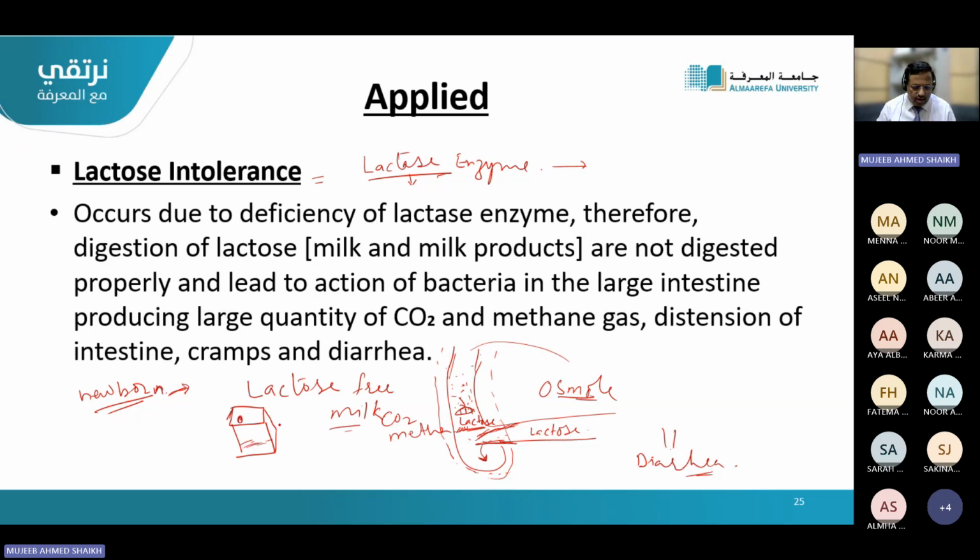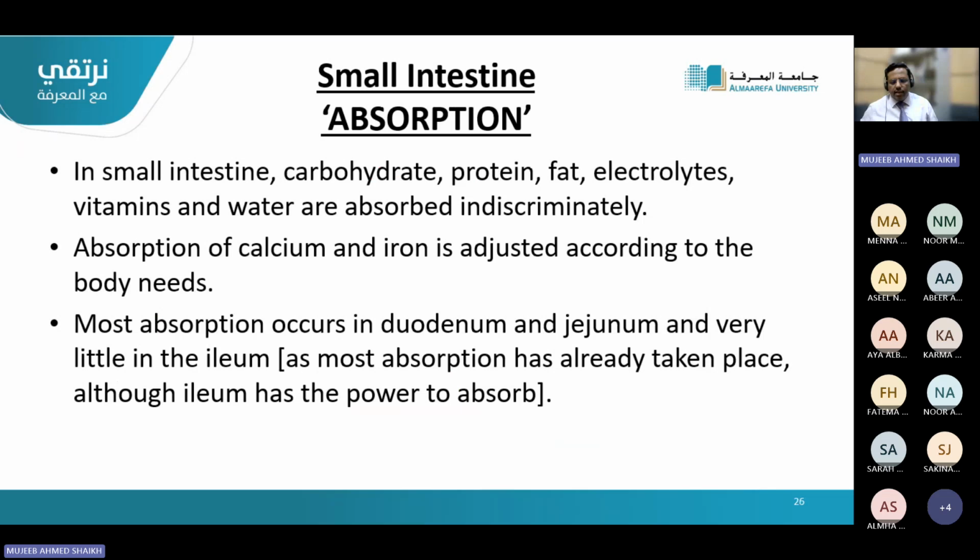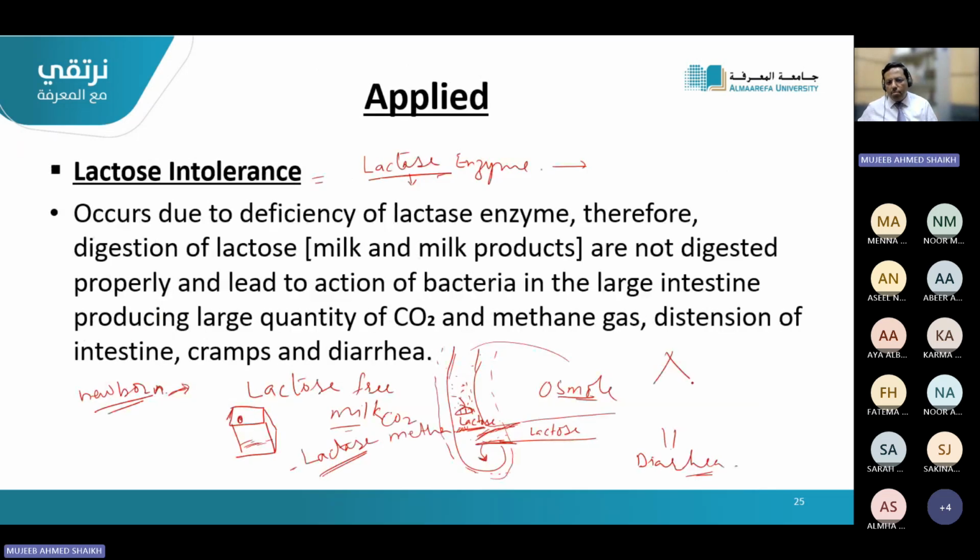Suppose lactose-free milk is not available. What will you advise? Give lactase. Yes, give a lactase tablet, any formulation containing the lactase enzyme. You have to prescribe lactase so that there will be digestion of lactose. Good. For these clinical conditions, you must read all this through Embosss. Go and read all conditions related to the applied aspect, lactose intolerance or other diseases. Okay.